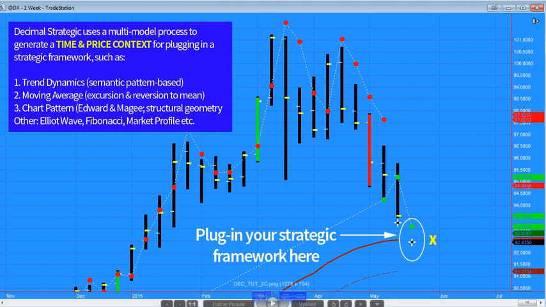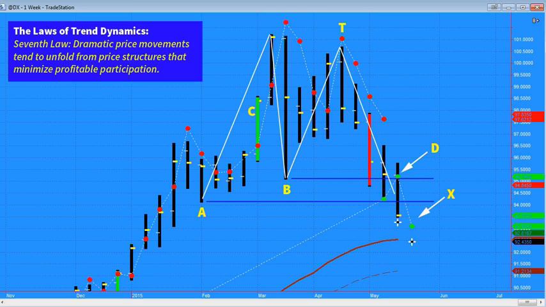So let's now take a look at how you can learn and execute this type of process with Decimal. The strategic framework we've chosen to plug into Decimal is Trend Dynamics, more specifically the seventh law of Trend Dynamics, which is a semantic pattern rule itself, which simply states that dramatic price movements tend to unfold from price structures that minimize profitable participation.